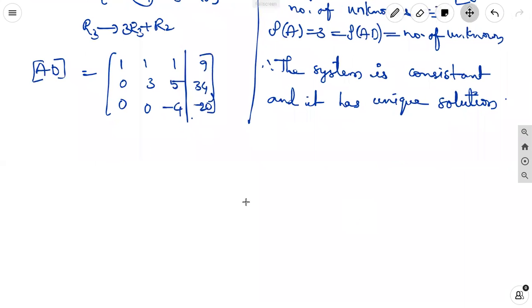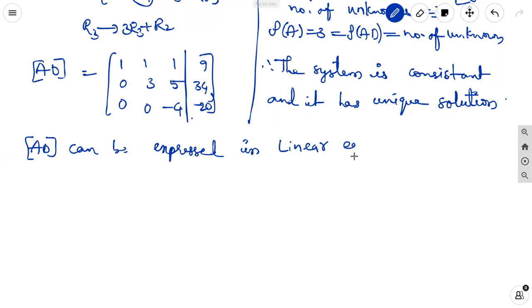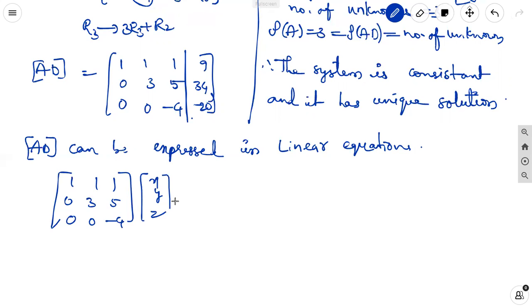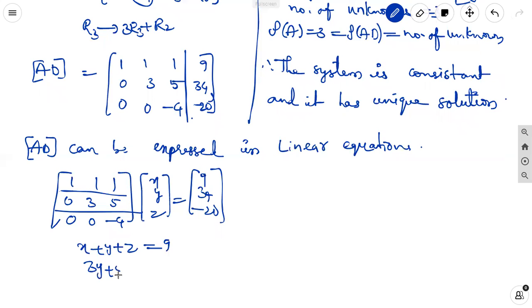Now we express it as linear equations. The augmented matrix AD can be expressed in linear equations. The A matrix is 1, 1, 1, 0, 3, 5, 0, 0, minus 4, times x, y, z, equal to 9, 34, minus 20. Written in linear form: x plus y plus z is equal to 9, 3y plus 5z equal to 34, and minus 4z equal to minus 20.